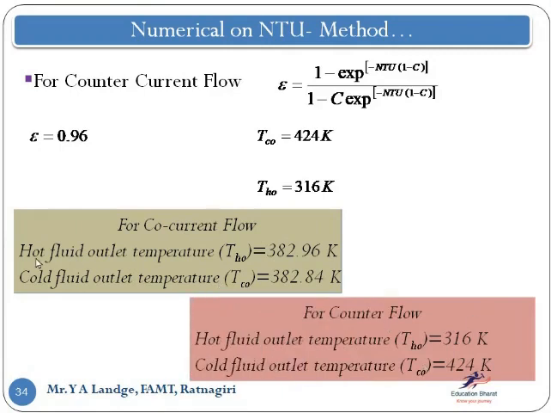So you can see here how the differences are. You can see that the hot fluid outlet temperature is 382 here, but now it will be 316. It means it is reduced, meaning there is a greater effectiveness, or the rate of heat transfer is more in the counter current flow. Similarly, you can see the cold fluid outlet temperature is 382 here, but here you got 424. It means definitely if I choose the counter current flow, then more heat transfer can happen.